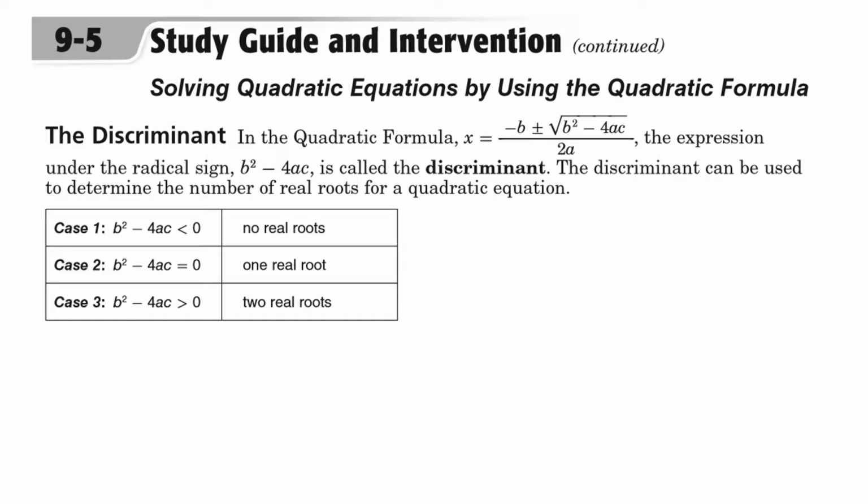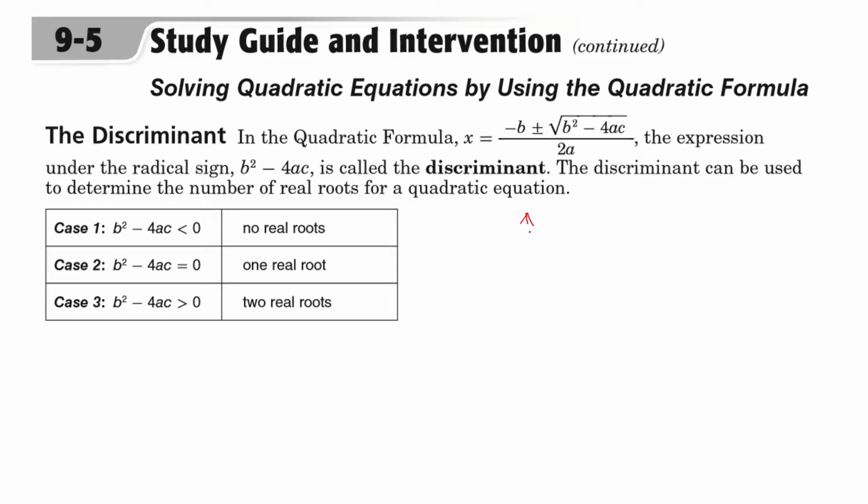All right, take a look at your worksheet. It says 9.5, solving quadratic equations by using the quadratic formula. Here you can see the quadratic formula is x equals negative b plus or minus the square root of b squared minus 4ac, divided by 2a. This will get you your roots whenever you are trying to solve a quadratic.